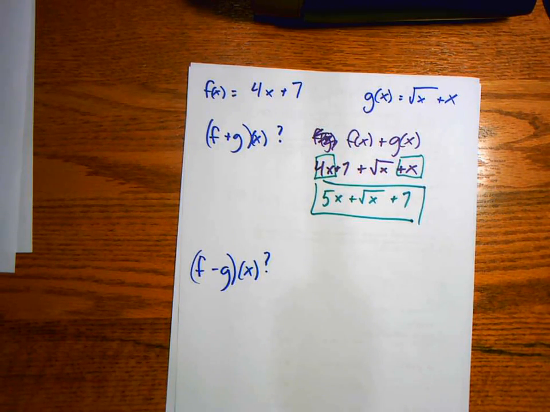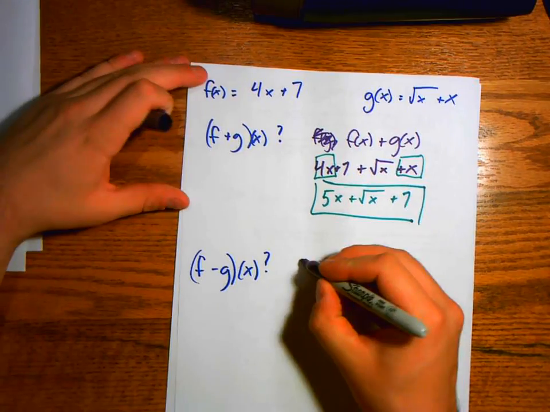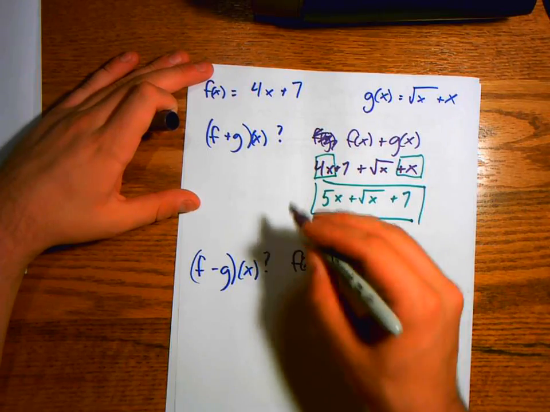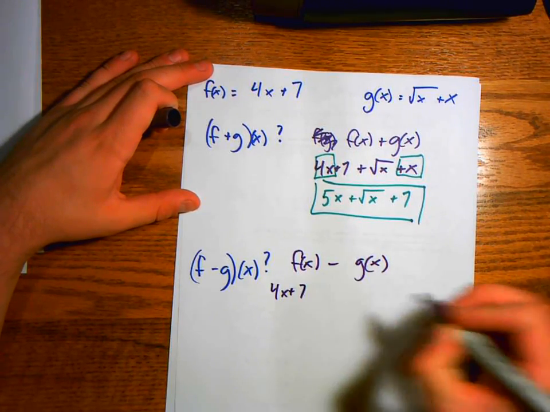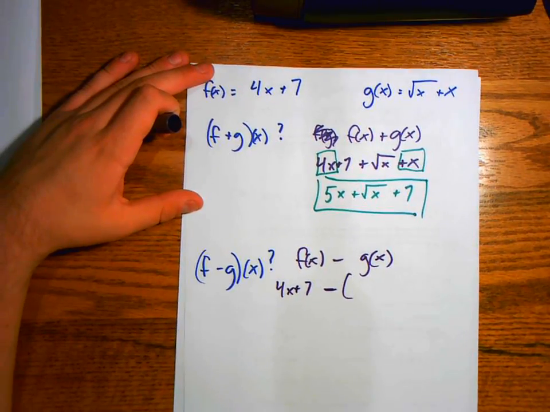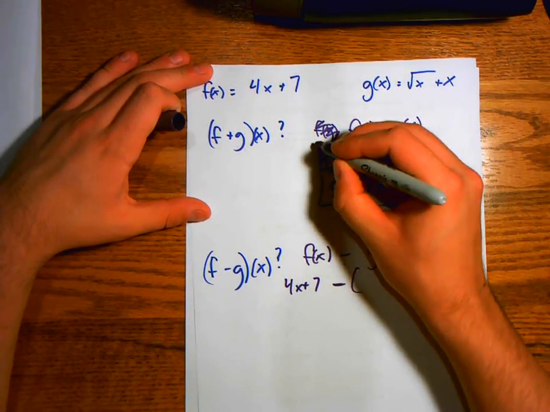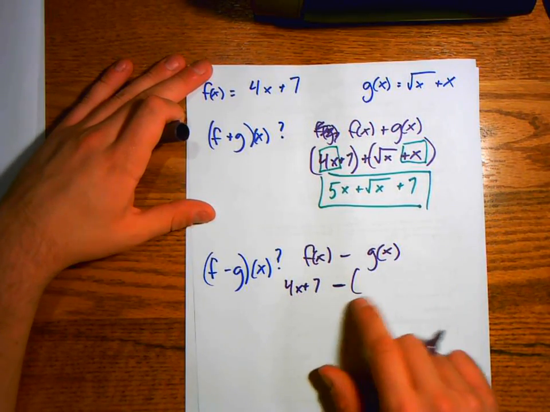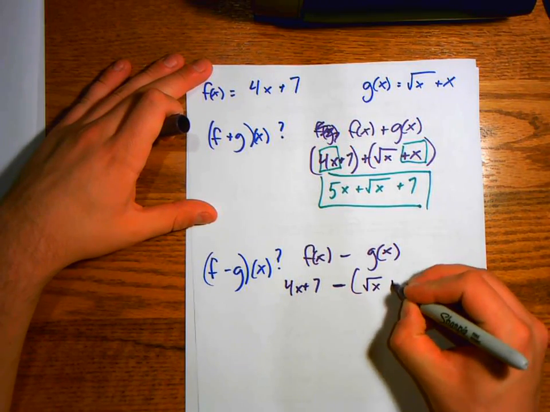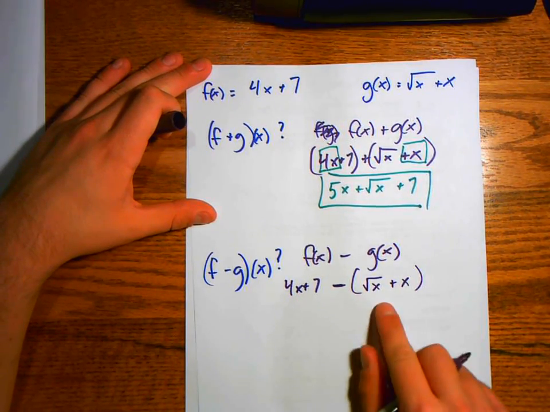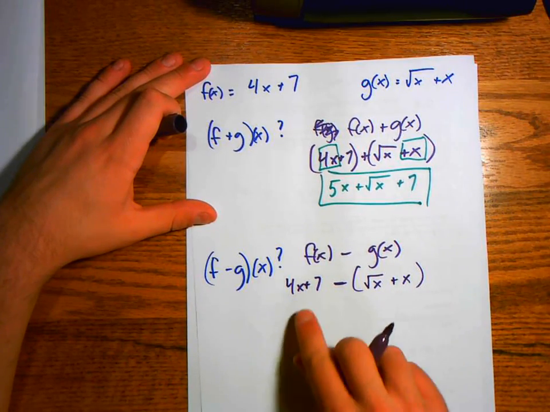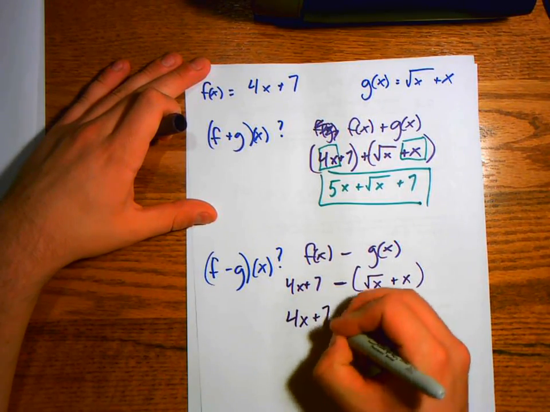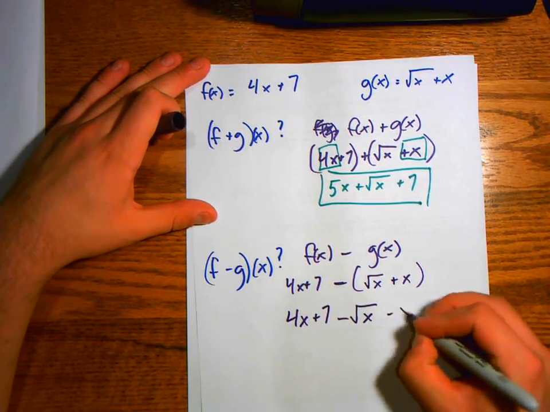Then f minus g of x. You still set it up exactly the same way. You take your f of x function and subtract your g of x. So 4x plus 7 minus, and make sure you have parentheses around this. I do tend to get in the habit of writing parentheses around both of my functions regardless, but it's very important that you do it with a subtraction problem, because when you are subtracting, you distribute this negative into here and here. So it is no longer minus square root of x plus x. If you distribute the negative, it becomes negative square root of x minus x.